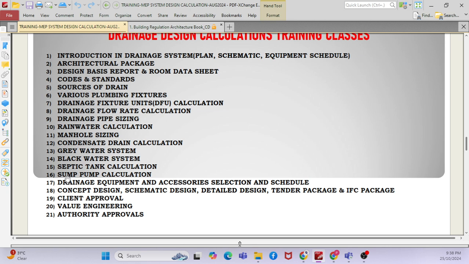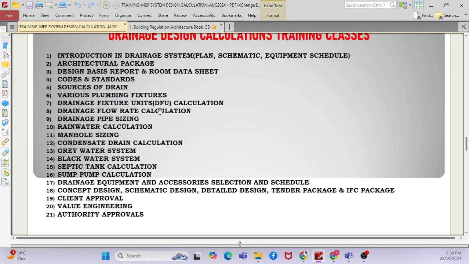Say for example, a drainage system is basically a gravity system, so you maintain your invert level from the building to the authority discharge or manhole. Sometimes you may not be able to follow your invert level, and your invert level will be lower than the authority manhole. Then you may require forced discharge, so you require a sump pump. How to calculate the sump pump? How to calculate the flow rate? Once you did all the calculations, then you can prepare your equipment schedule and accessory selections.